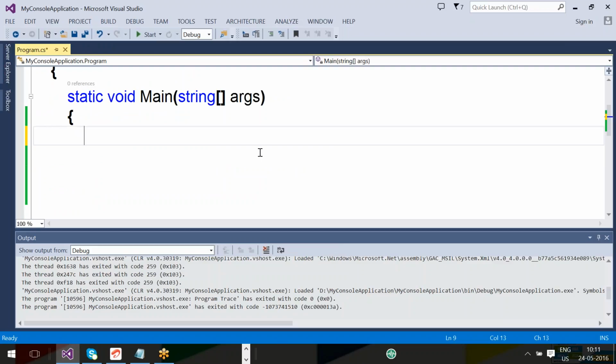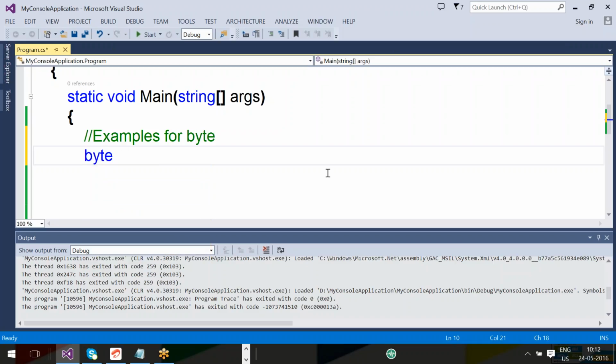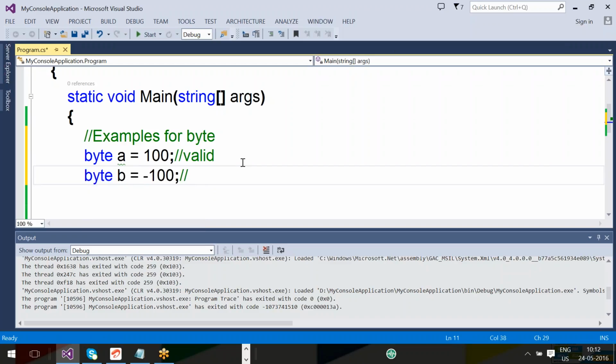You observe examples for byte. Byte A equal to 100. Valid. Byte B equal to minus 100. Invalid, because it is unsigned data. We are trying to assign a negative value to an unsigned data type.